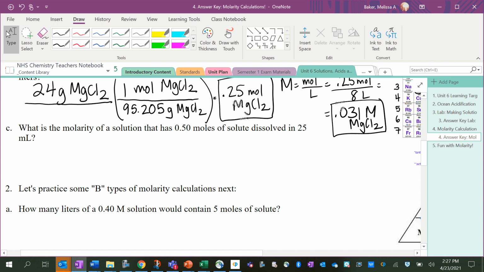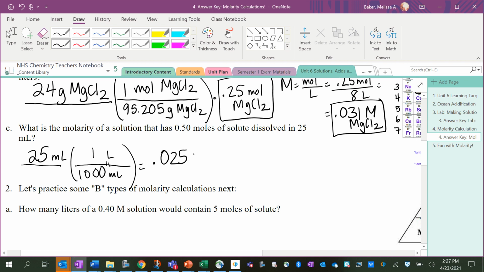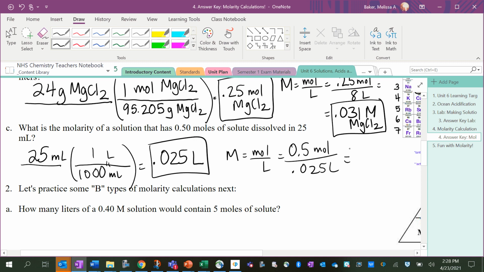What is the molarity of a solution that has 0.5 moles of solute dissolved in 25 milliliters? So this is one where I was saying you want to convert 25 milliliters into liters first. So there are 1,000 milliliters in 1 liter. Multiply across the top, divide by the bottom. That's 0.025 liters. So now we can solve for the molarity. Moles divided by liters. 0.5 moles divided by 0.025 liters equals 5 divided by 0.025, 20 molar.